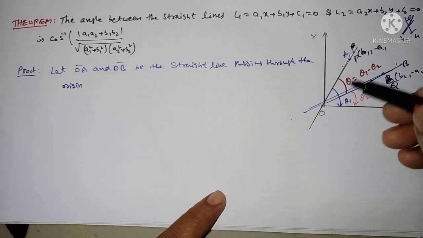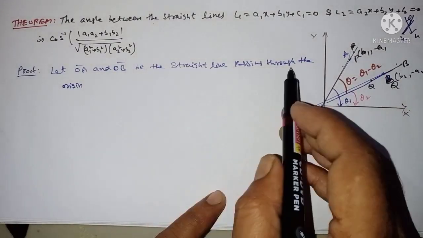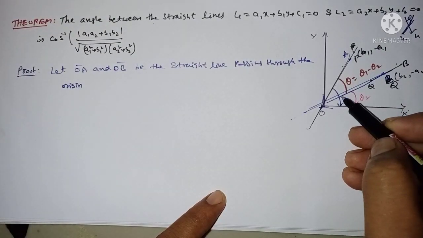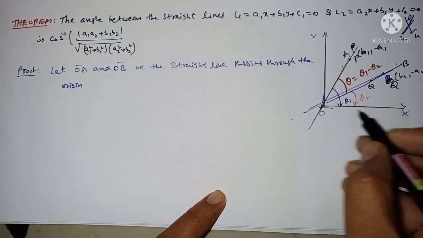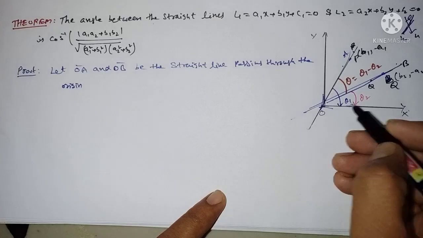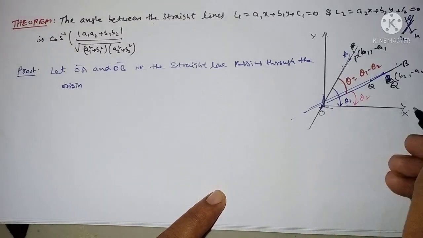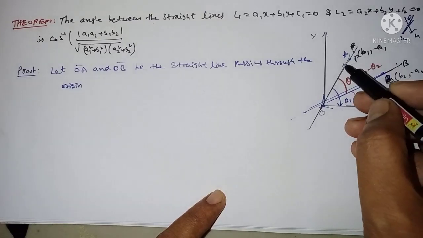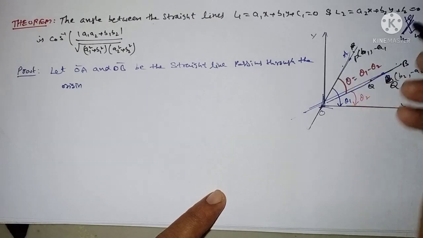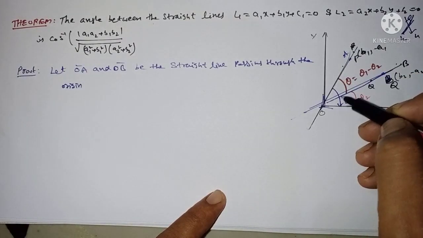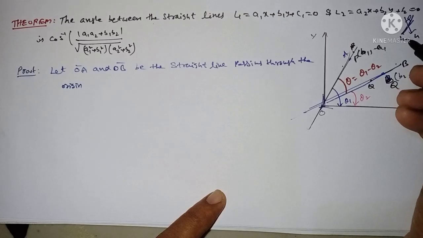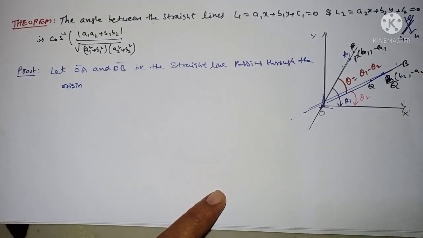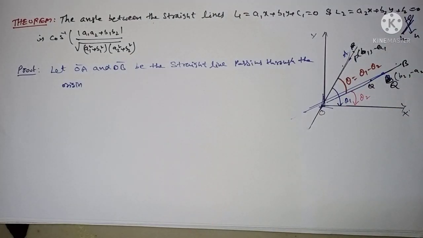You can observe here OA and OB are the two straight lines passing through the origin. OA makes an angle theta 1 with OX, and OB also makes angle theta 2 only. You can find the angle between the two lines. These are parallel to the given two lines. L1 is parallel to OA and L2 is parallel to OB only. I am taking them passing through the origin.